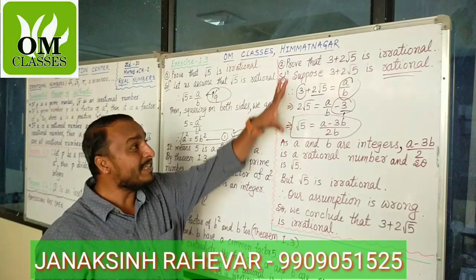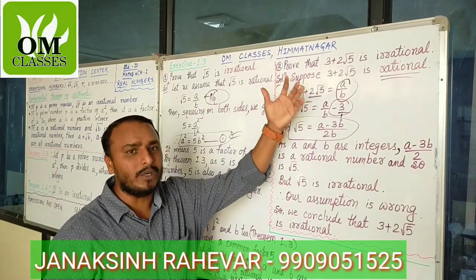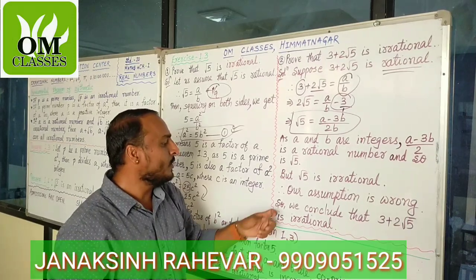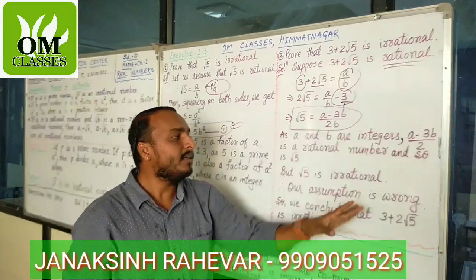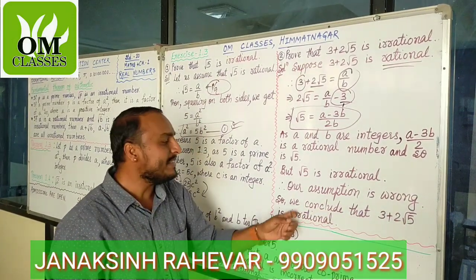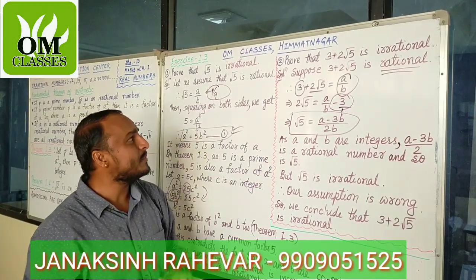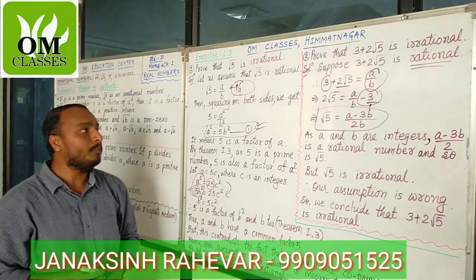So our assumption, whatever we took in the first step, is incorrect, is wrong. So we conclude that 3 plus 2 root 5 is irrational. जब rational नहीं है तो क्या होगा? Irrational. So these are the basic steps to solve this type of sum.